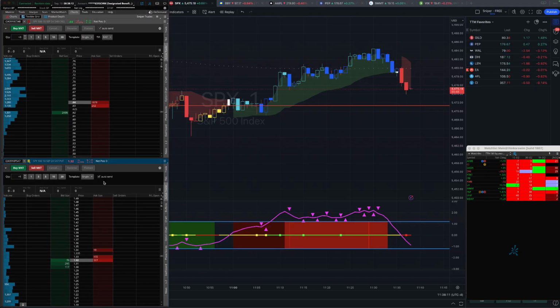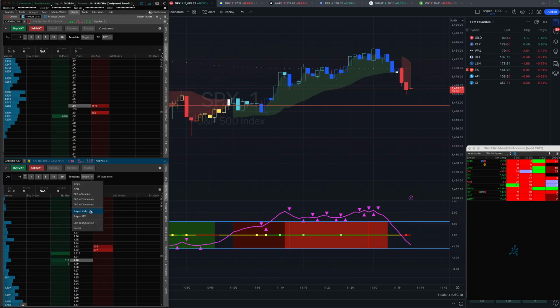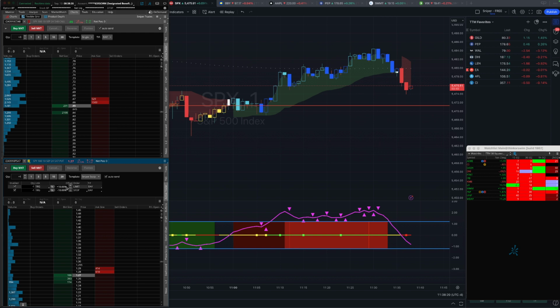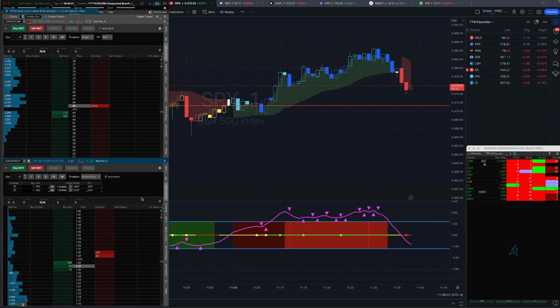And I have another one, for a 1.0 sniper trade, which is a sniper scalp with a 10% profit and 10% stop loss. That's just for a quick scalp when I'm pretty sure I know which direction the market is moving.